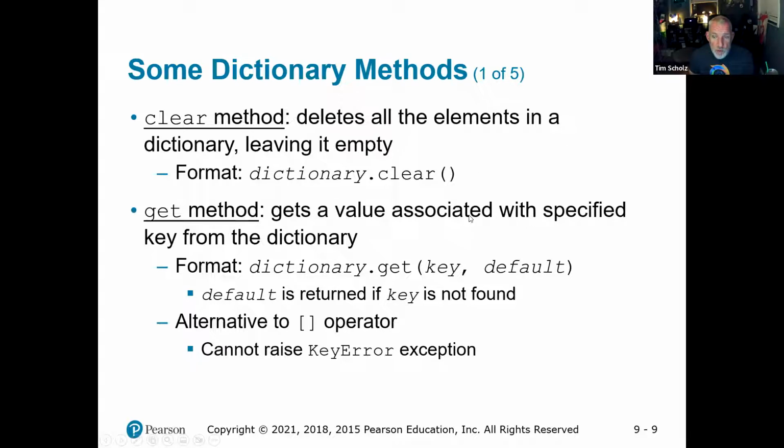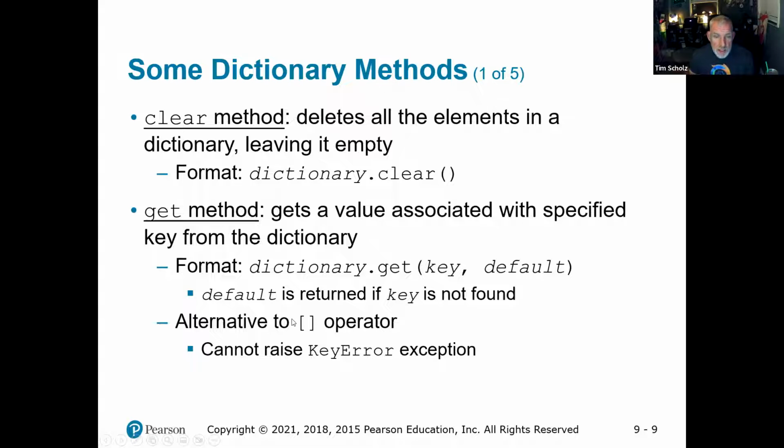And if we go through and look, we also have a get method. The get method gets a value associated with a specific key from the dictionary. So if I call dictionary.get and I say key, and then a comma and a default value, using this format of getting a value at a certain key from the dictionary will not raise a key error exception, because we're specifying that if the key is not found, return this default value, if that makes sense.